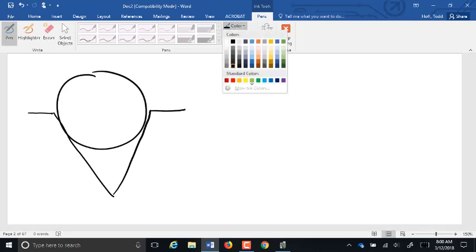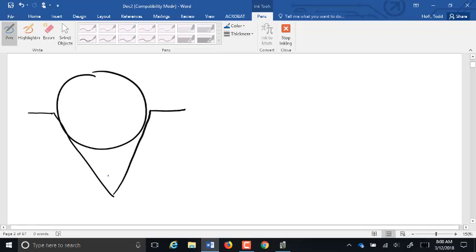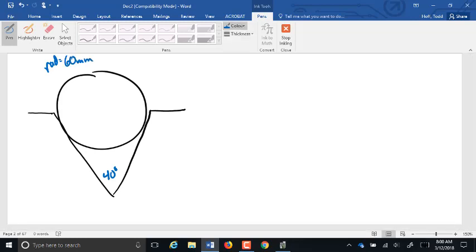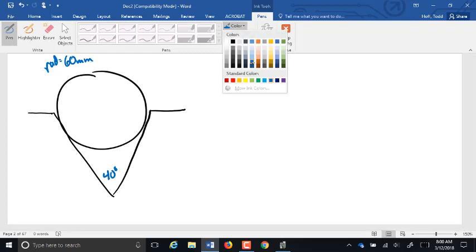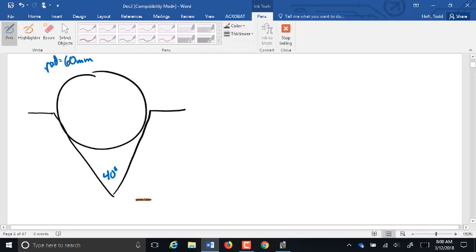So let's just do this. Pretend that V is symmetrical. If I give you this angle here is 40 degrees, and the radius of that circle up there is 60 millimeters. I want to find the distance from the bottom of the V to the top of the round stock.